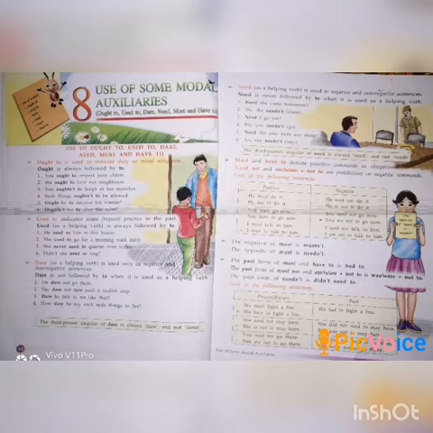Need as a helping verb is used in negative and interrogative sentences. And need is always followed by to when it is used as a main verb. Example: Need she come tomorrow? No, she needn't. And here the third person singular of need is always need and not needs.